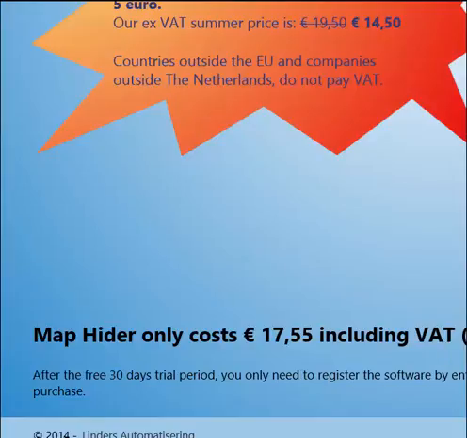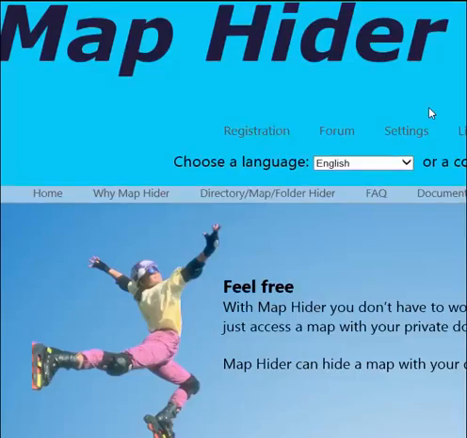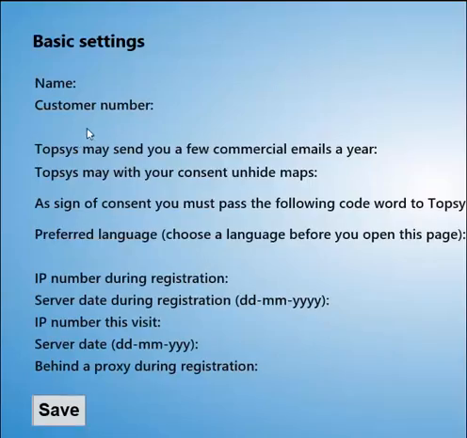You can alter your user profile or user preferences, however you would like to call it, in the Settings menu. We would advise you to take a look there anyway. I click on Settings, and now I could let Topsys know that I do not want any commercial emails at all. Or if I wanted help unhiding a map, I could flip the option over here. And I would also need to provide a code word over here.